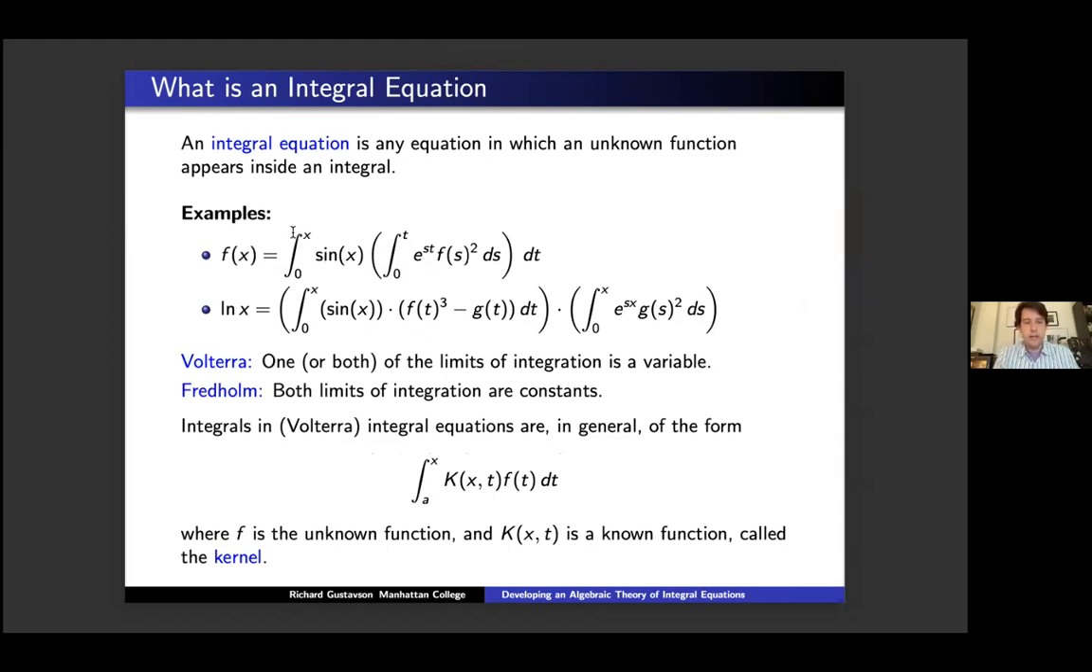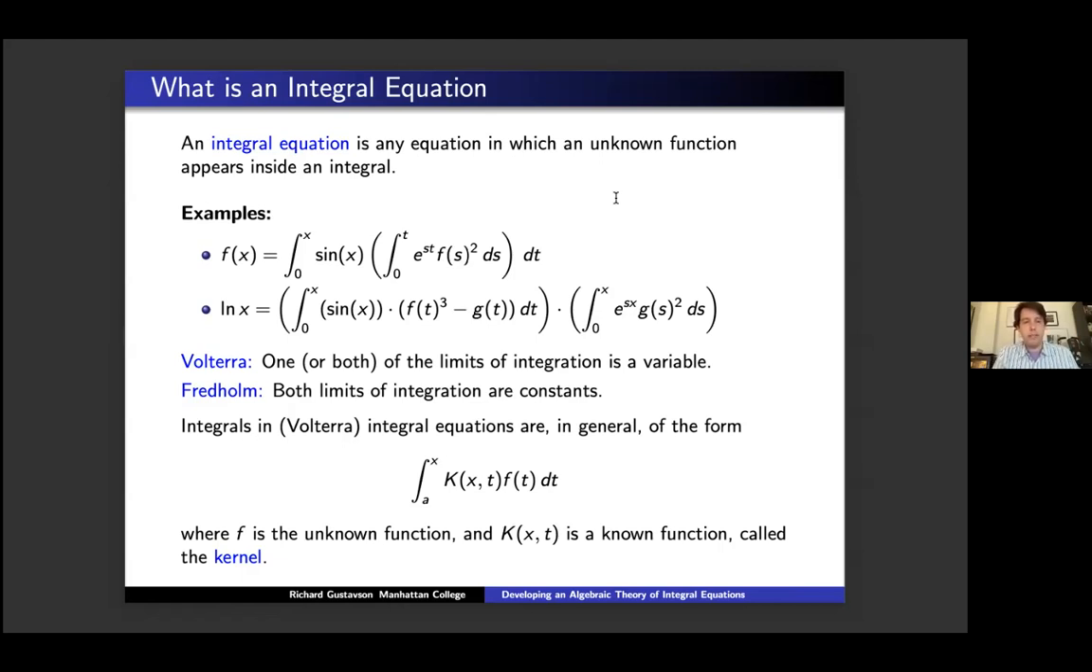You see in these examples that the upper limit of integration is a variable and the lower limit is a constant. And you'll notice that we're multiplying our unknown functions inside the integrals by functions like e to the st or sine of x, which are not only functions of the variable of integration, but also functions of the limit variable. And that'll play an important role.